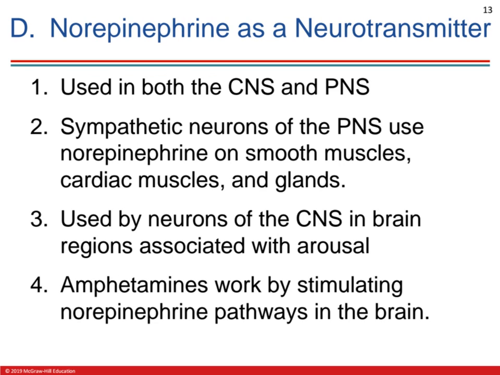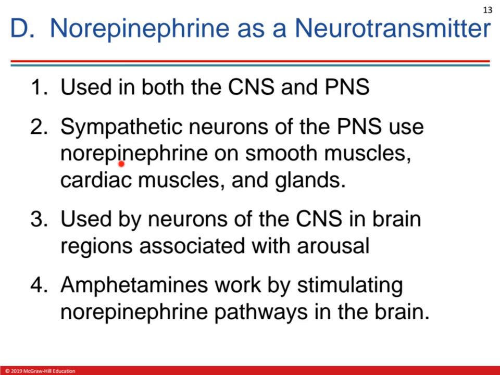Another very important neurotransmitter is norepinephrine. This is used both in the central nervous system and the peripheral nervous system. Sympathetic neurons in the PNS use norepinephrine on smooth muscles, cardiac muscles, and glands. So recall that the sympathetic division of the autonomic nervous system is involved in the fight or flight response. So this system is activated when you're scared, when you're angry. Also during exercise, that's a very good way to increase sympathetic output.